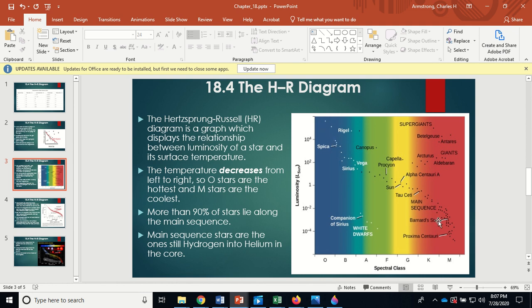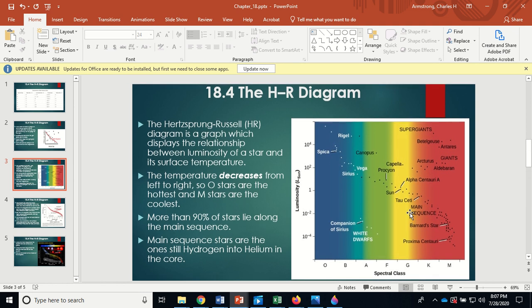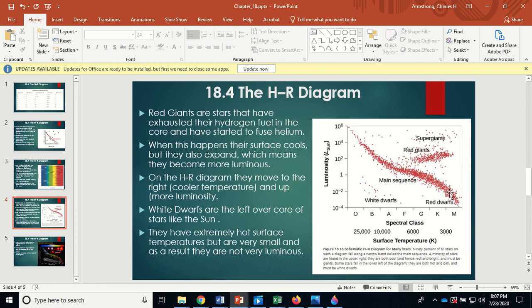Okay, these guys down here are red dwarfs. I think we have a diagram that shows the red dwarfs. They're on the main sequence as well, but they're very, very small. Okay, and they're very, very cool. They've got cool temperatures, like about 3,000 Kelvin.